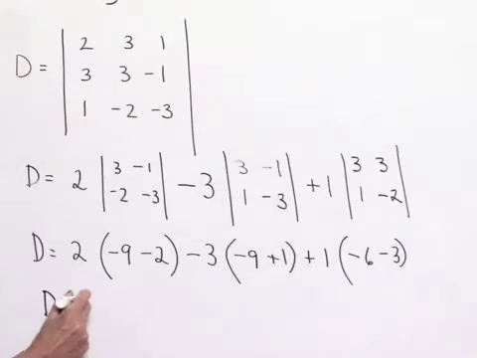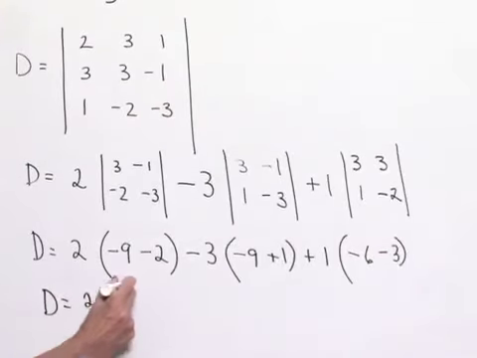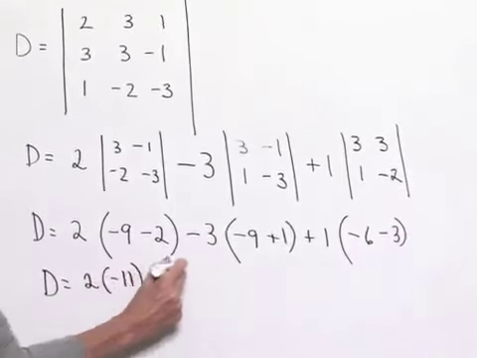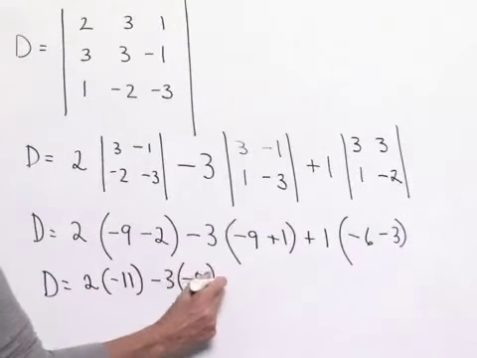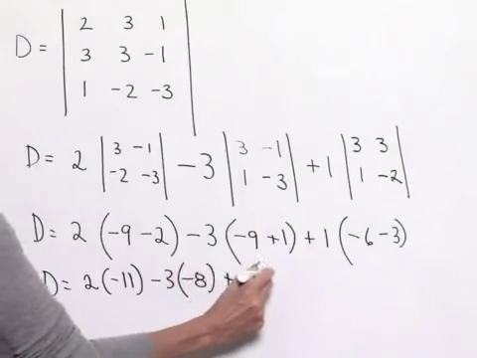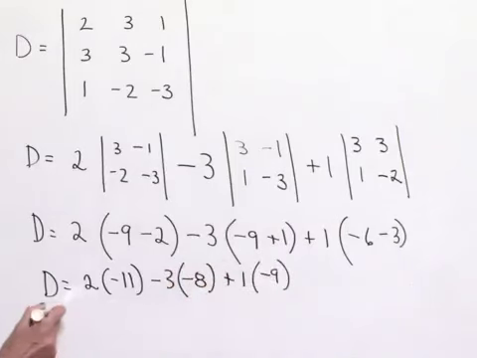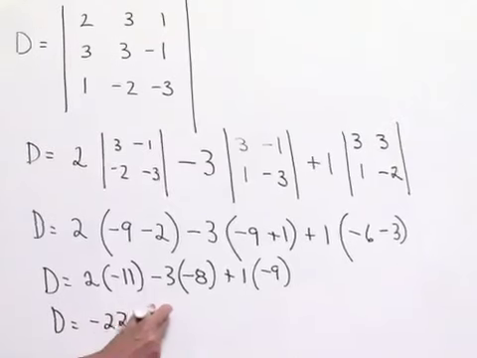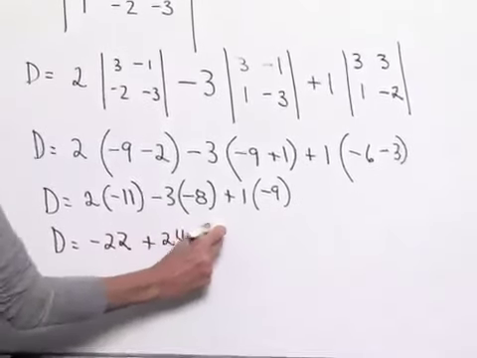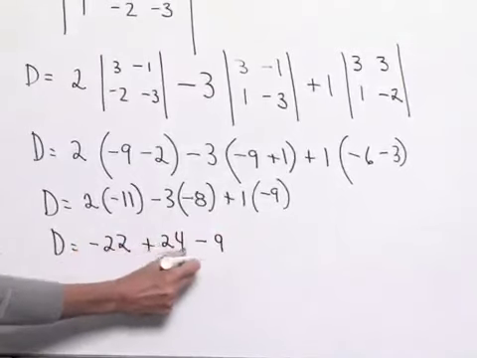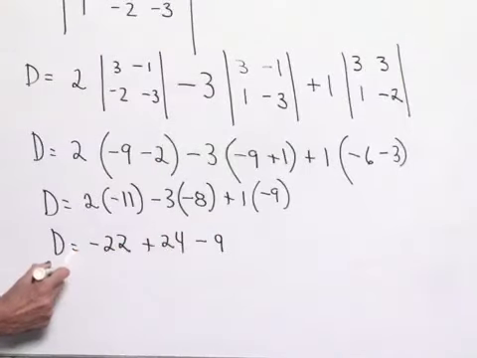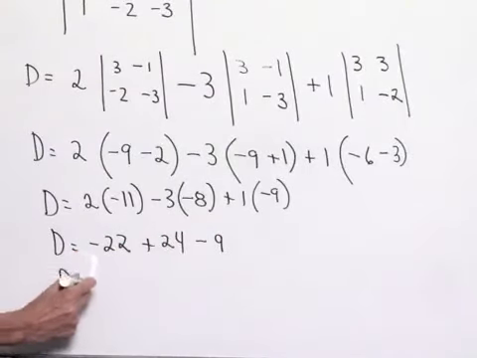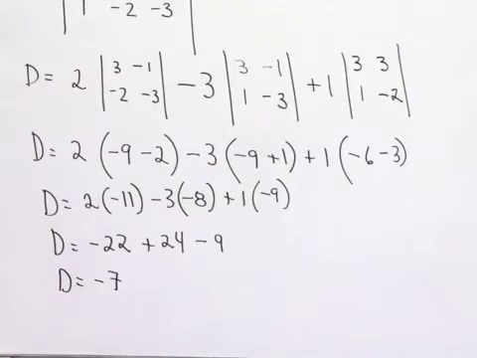So D is going to equal 2 times negative 11 minus 3 times negative 8 plus 1 times negative 9. That gives us a value, D equals negative 22 plus 24 minus 9. And that's going to be 2 minus 9, which is going to give us a value of negative 7. So our value for D equals negative 7.